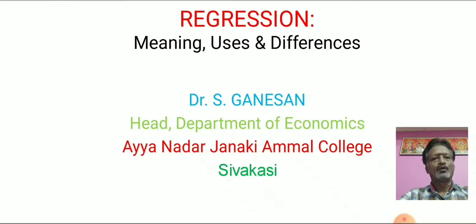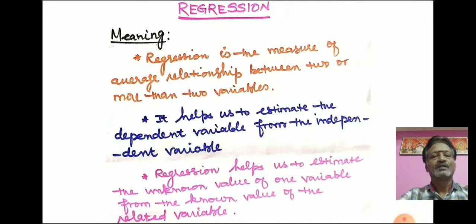Today, I am going to discuss a very important topic which the social sciences mostly use to study the relationship between variables and predict the variables. The topic is called regression. So in this video, we are going to discuss the meaning of regression, uses of regression, and the differences between correlation and regression. First, we see the meaning of regression.